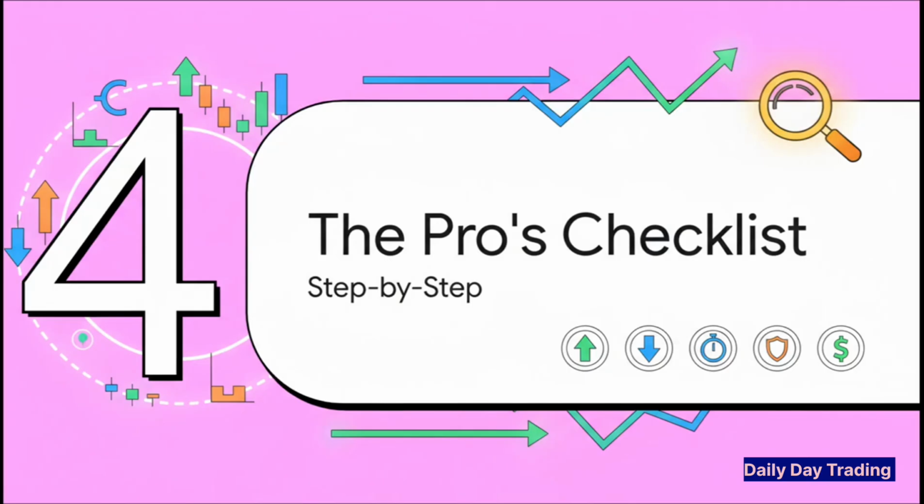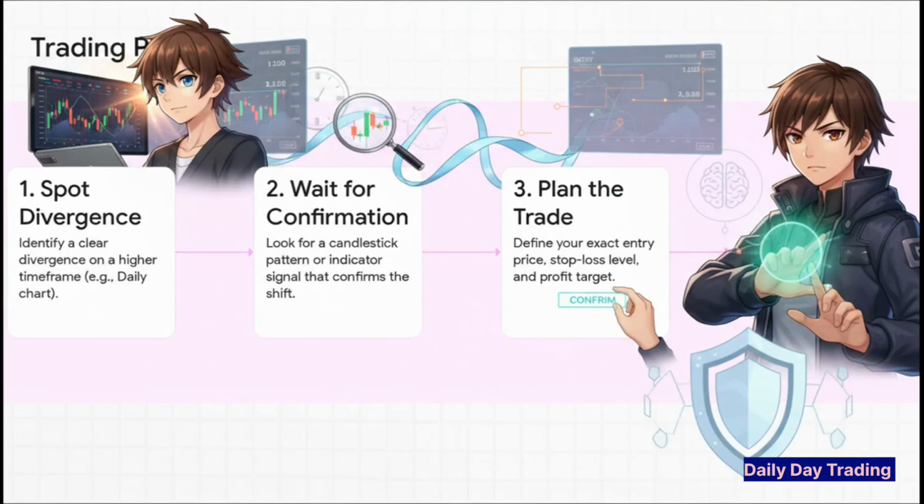Okay, we've covered the basics, we've talked about the traps, and we've laid out the rules for success. So now let's put it all together into a dead simple, step-by-step checklist you can use on every single trade. Here it is, boiled down to 4 critical steps. Step 1. Spot a clear divergence on a high time frame. That's your alert, your heads up. Step 2. Wait patiently for that confirmation signal. That's your green light.